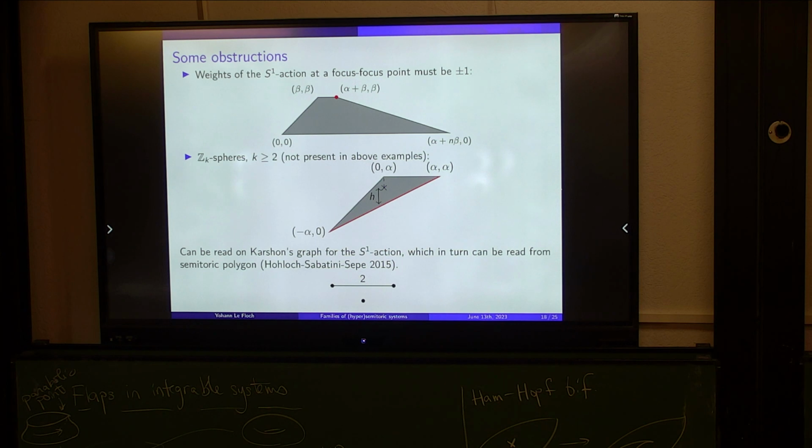So this is another obstruction which prevents us from applying our very naive idea of traveling from the top boundary to the bottom boundary and undergoing two Hamiltonian bifurcations. So again, as Joey said, everything can be read on the polygon because of the work by Silvia Sabatini and Daniele Sepe, who proved that from the polygon you can read the Kershon graph. And all these things are contained in the Kershon graph, as Joey said.